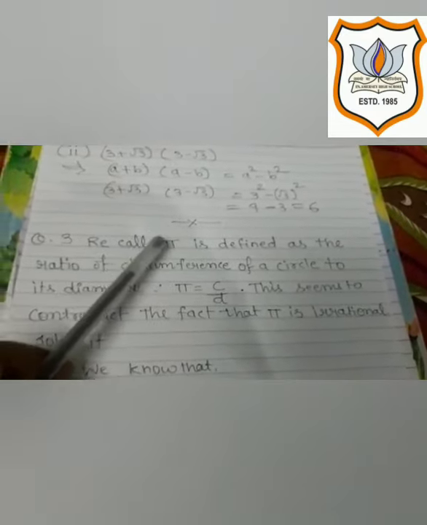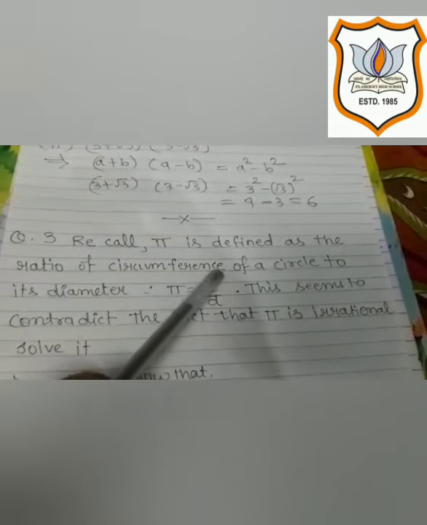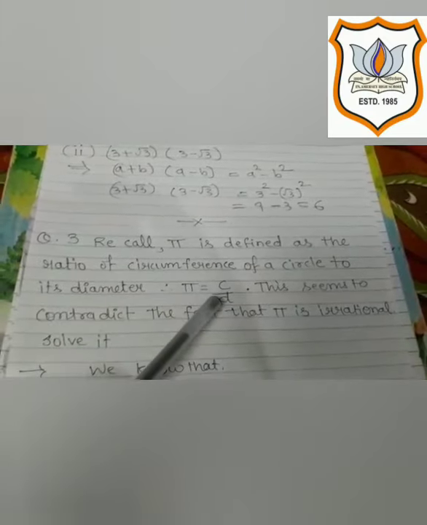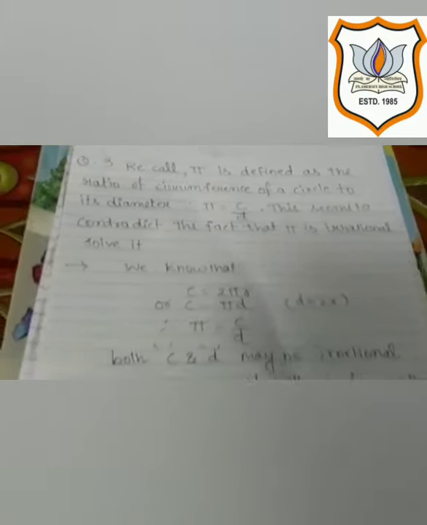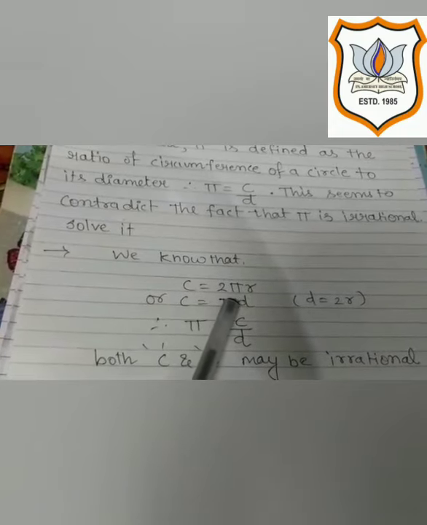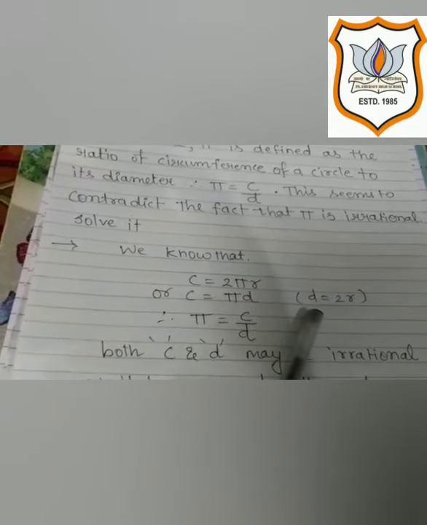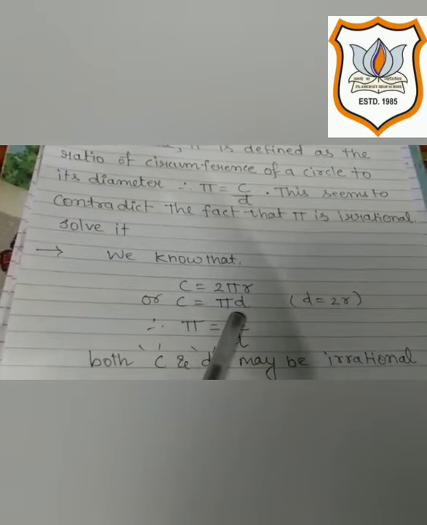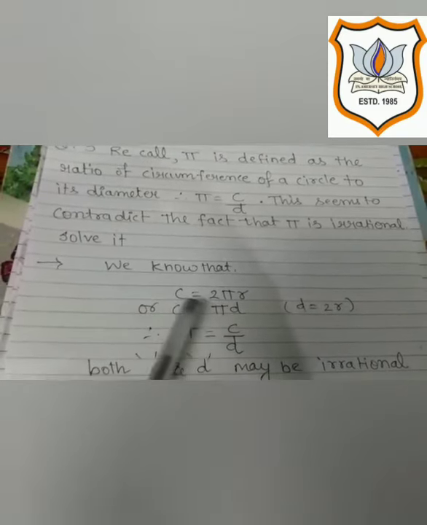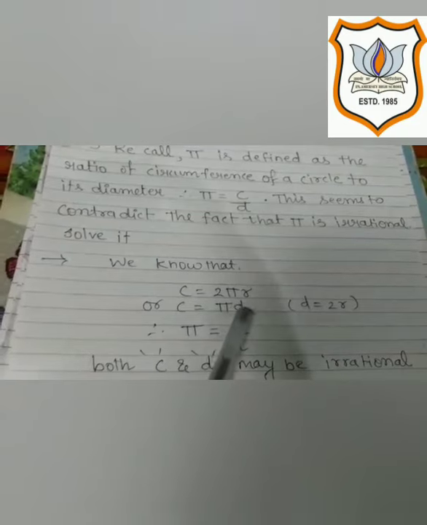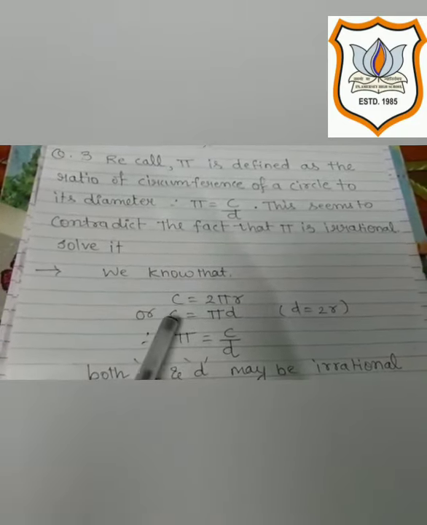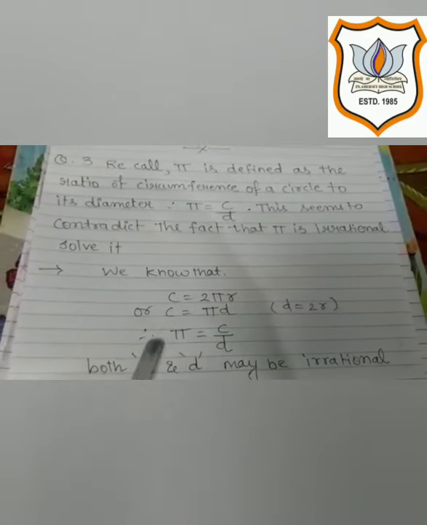Okay, let us consider. We know that what is circumference of a circle? Circumference of a circle is boundary, that is 2 pi r. The formula for circumference is C is equal to 2 pi r, where 2 into radius is equal to d, that means diameter of a circle, and we can also write C is equal to pi d. This is another formula for finding circumference. Or we can write pi is equal to C upon d.